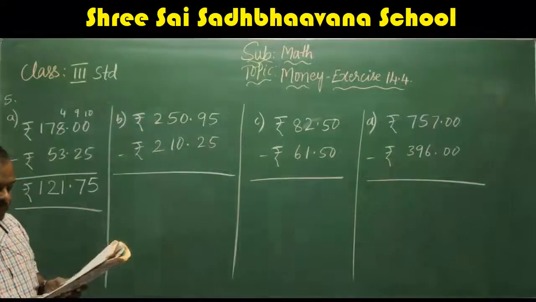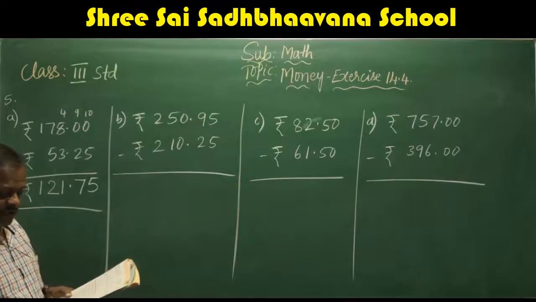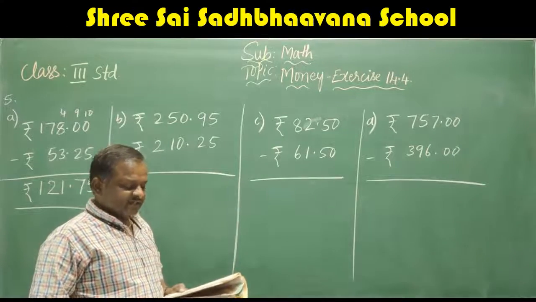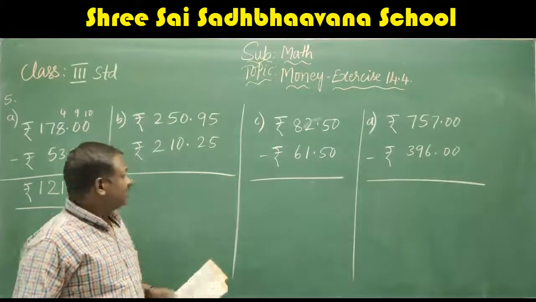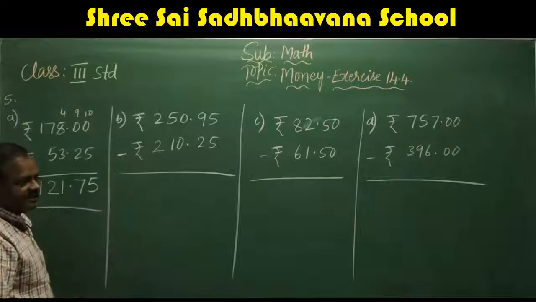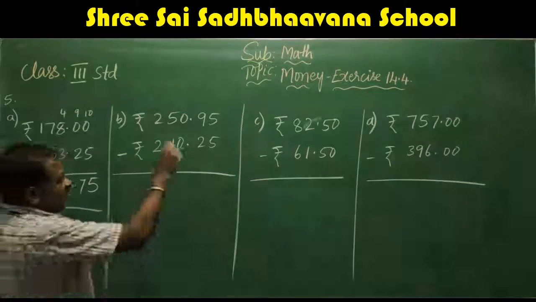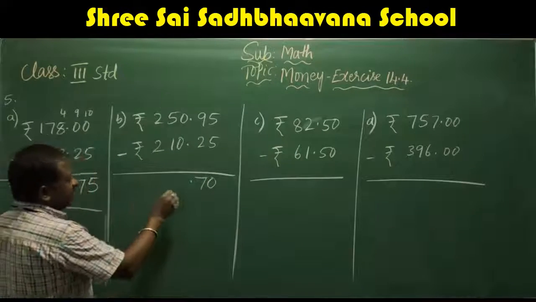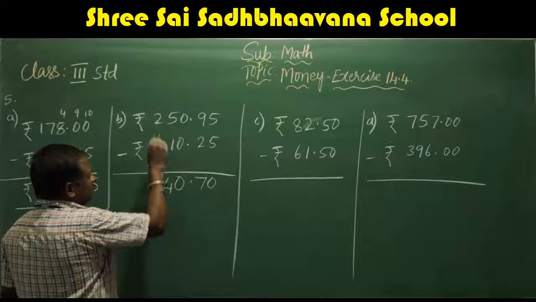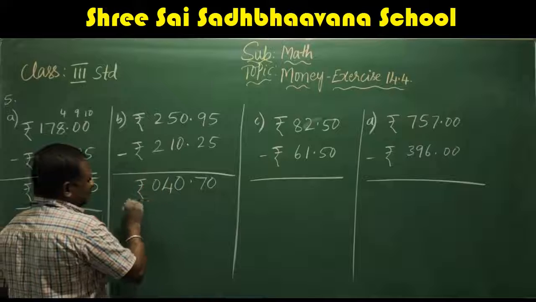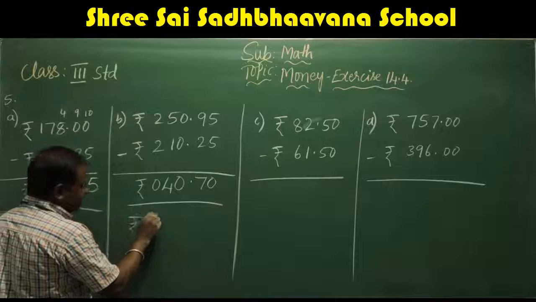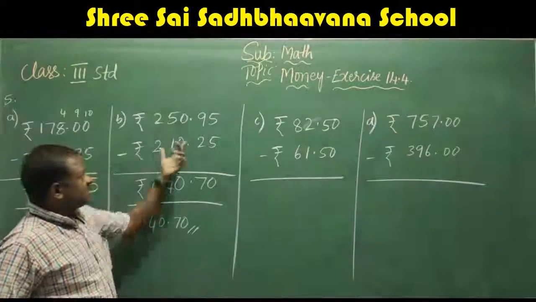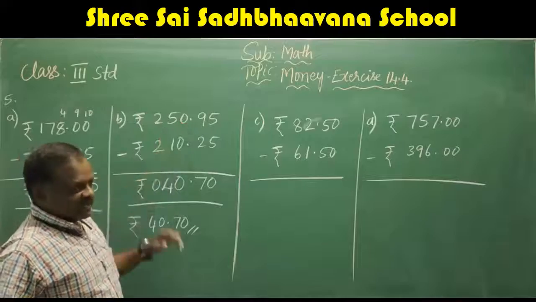The price of a school bag is rupees 250.95. Priya has only rupees 210.25. Then how much more money does she require to buy the bag? So once again you have to subtract to get the remaining required money. 5 minus 5, 0. 9 minus 2, 7. Decimal point as it is. 0 minus 0, 0. 5 minus 1, 4. 2 minus 2, 0. That is rupees 40.70. She requires rupees 40.70 more to purchase this bag.